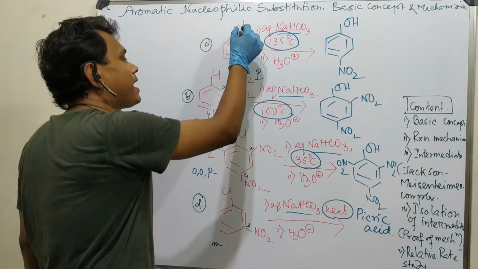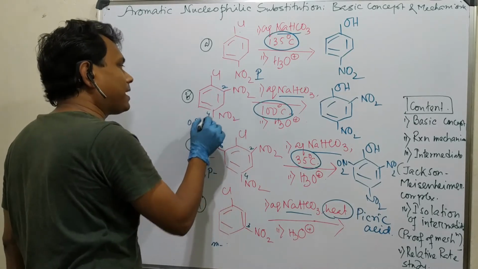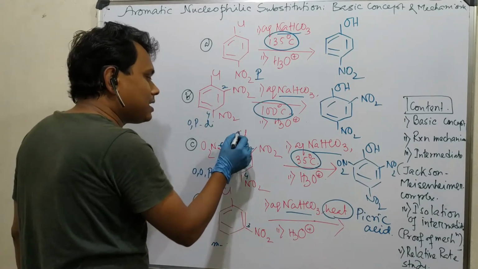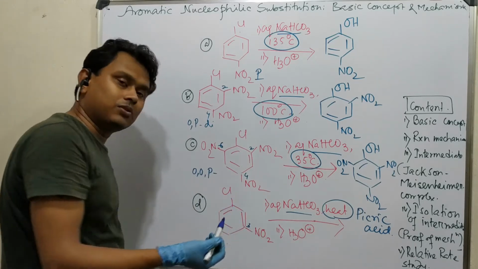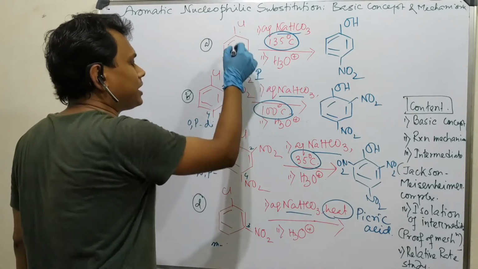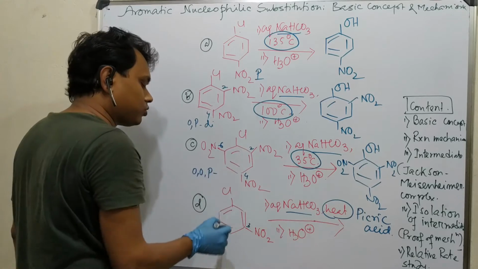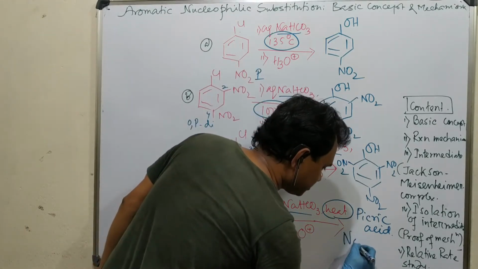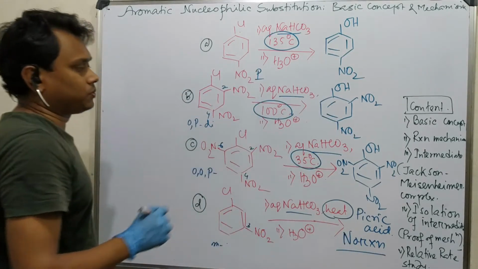This is para-nitrochlorobenzene. This is ortho-para-dinitrochlorobenzene. This is ortho-para-trinitrochlorobenzene, and this is meta-nitrochlorobenzene. Okay, these could be the trivial names. Better to say 4-nitrochlorobenzene, 2,4-dinitrochlorobenzene, 2,4,6-trinitrochlorobenzene, and 3-nitrochlorobenzene. And in this case, no reaction. This is the interesting one. So this is the observation.